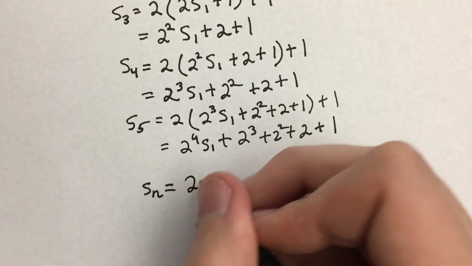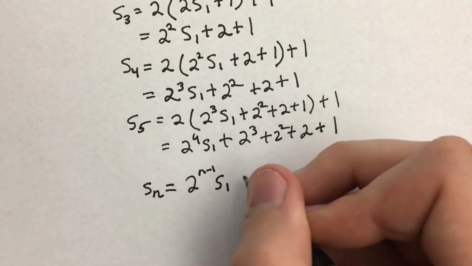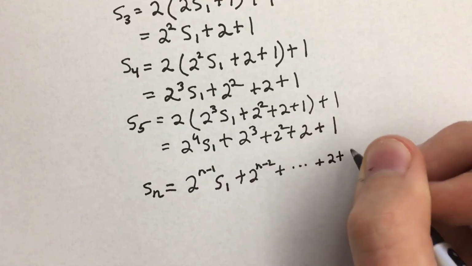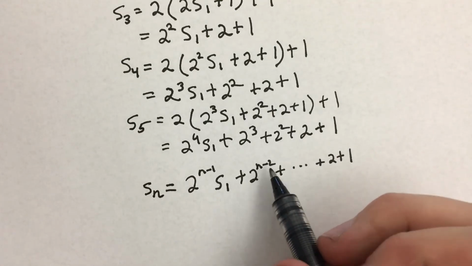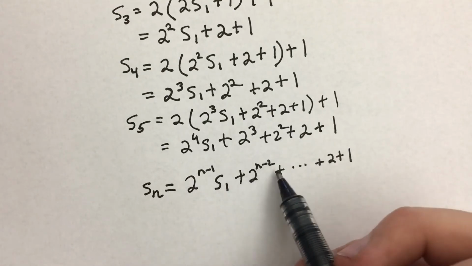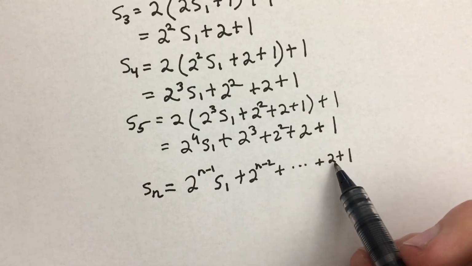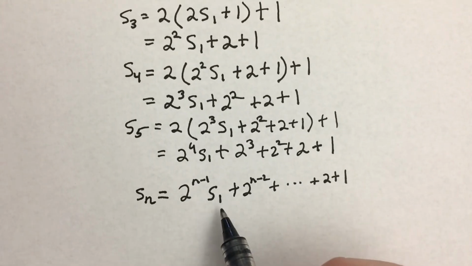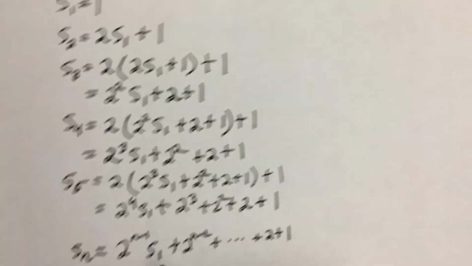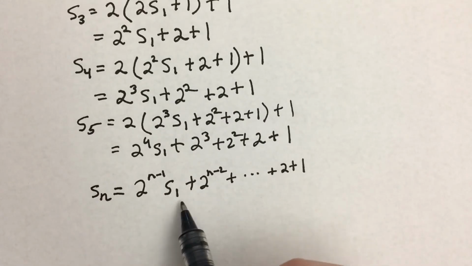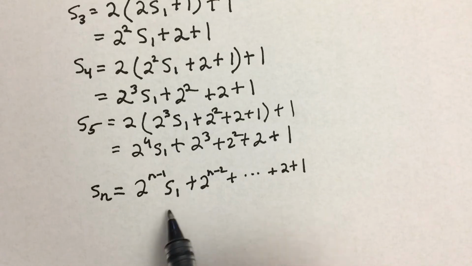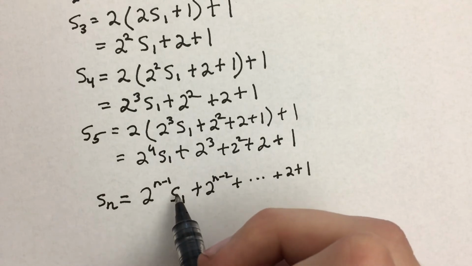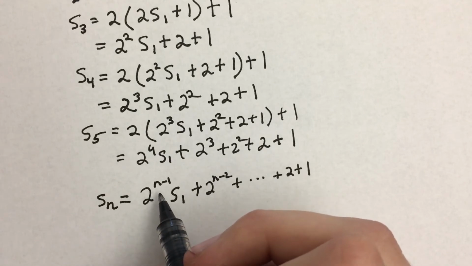So we're going to guess that this is 2 to the n minus 1, S sub 1, plus 2 to the n minus 2, plus dot dot dot, plus 2 plus 1, right? Where this is 1 power less than that, and you keep adding a power less than that, all the way down to 1. Now in this case, because our first term is equal to 1, we can put 1 in here. If our initial condition wasn't 1, our answer would be different, right? But since it's 1 here, 2 to the power of n minus 1 times 1 is just 2 to the power of n minus 1.